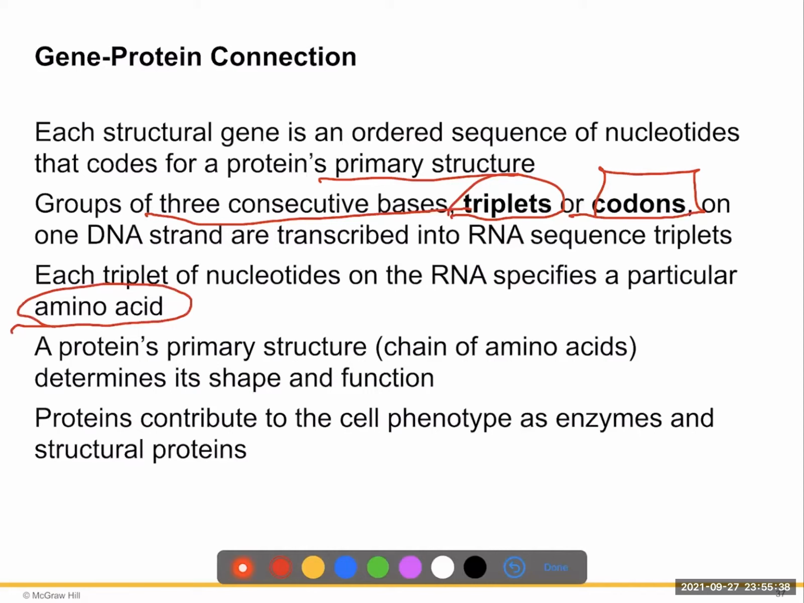So the protein's primary structure determines its shape and function in the future, because it's going to fold according to hydrogen bonding, hydrophobic and hydrophilic areas, and sulfur disulfide bridges, things like that, which are going to control its three-dimensional shape. So these proteins contribute to the cell phenotype. Your phenotype is the expression of the cell, the characteristics of the cell. They contribute to the cell's phenotype as enzymes and structural proteins.